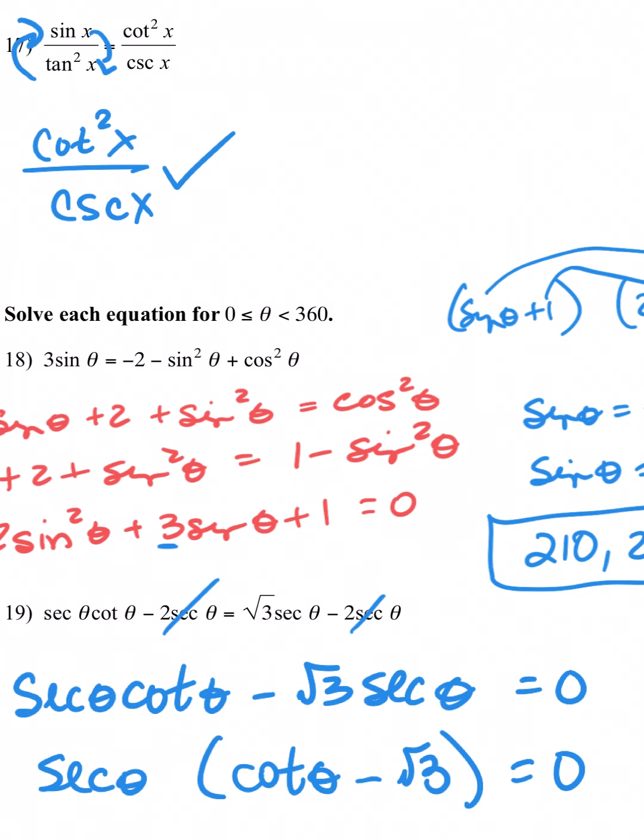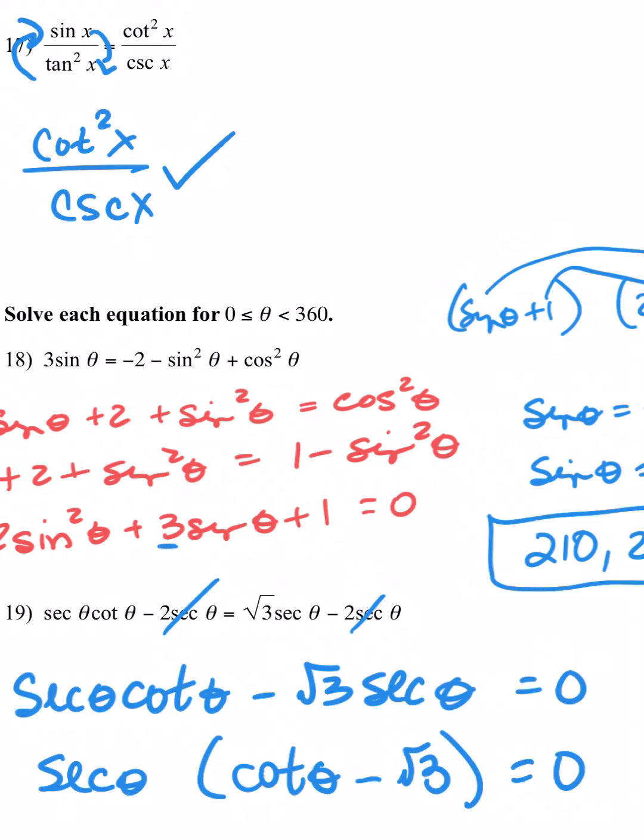Well, secant of theta equals 0. That means that the cosine of theta would be undefined, and there is no cosine of theta that's undefined, so he is not going to give us any results. Now the cotangent of theta would equal root 3. That means that the tangent of theta is equal to root 3 over 3. And the two guys that have a tangent of root 3 over 3 is 30 and 210. So that is the answer.